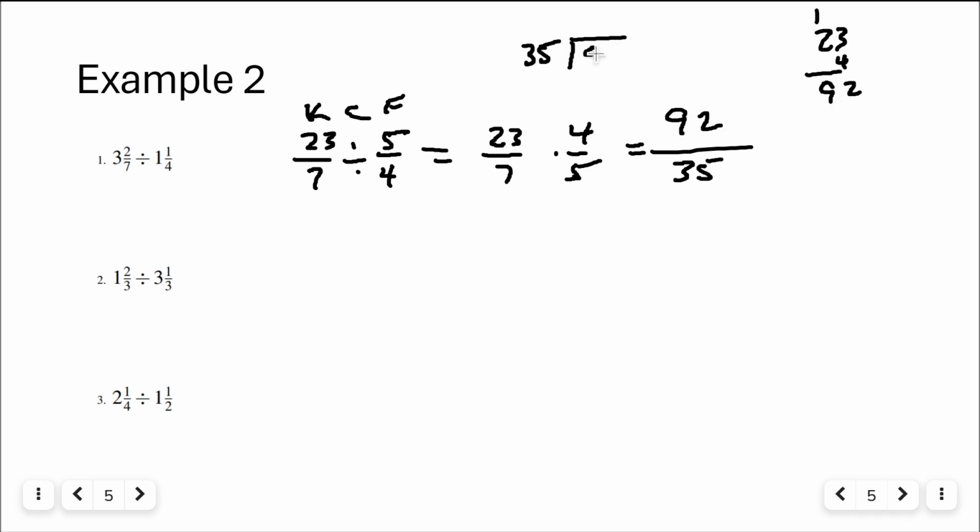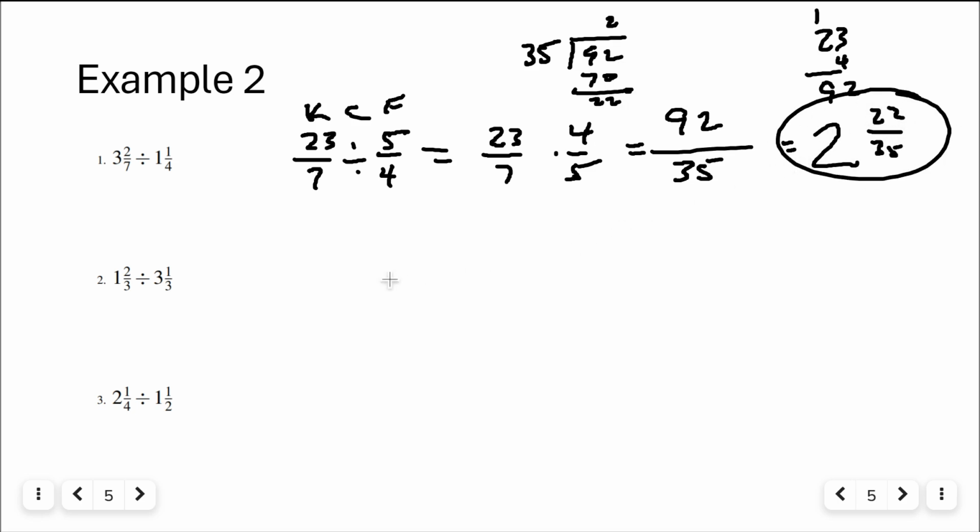Now 35 into 92. 35 into, not 3 times, that's too much. Twice, 70, 22, and 2 and 22 35ths. There's my answer. All right, same idea. 1 times 3 is 3, and 2 makes 5 over 3, divided by 10 over 3.